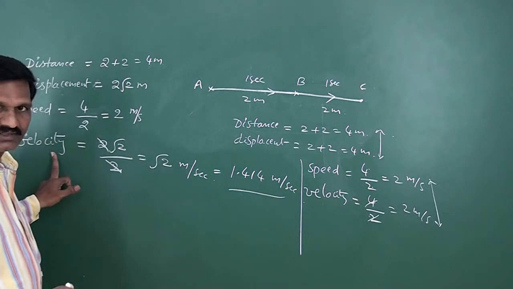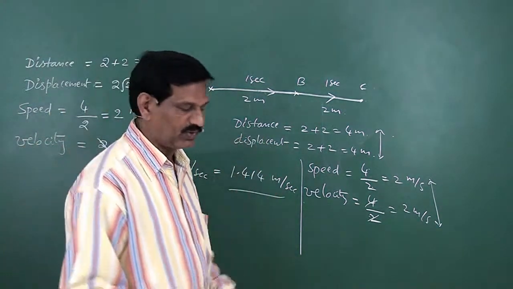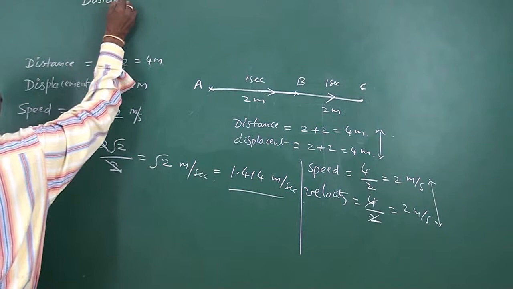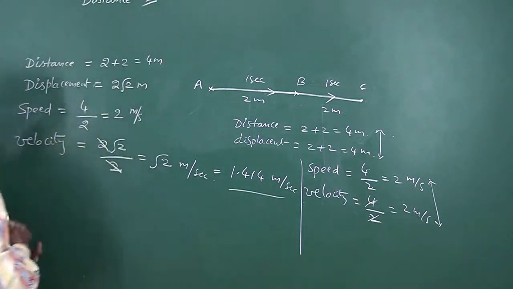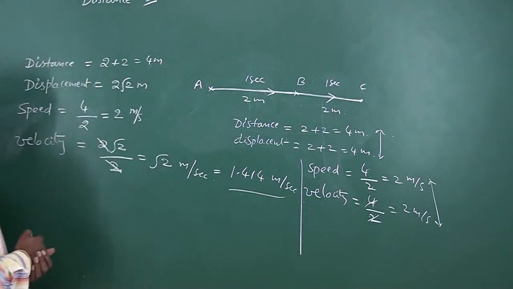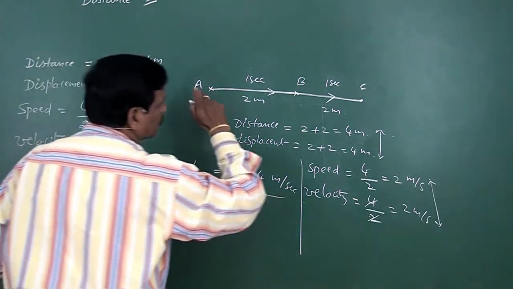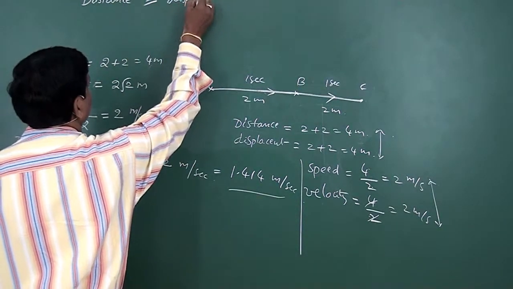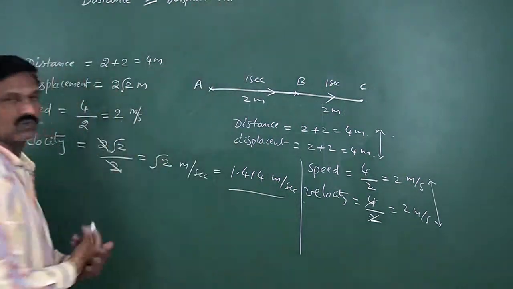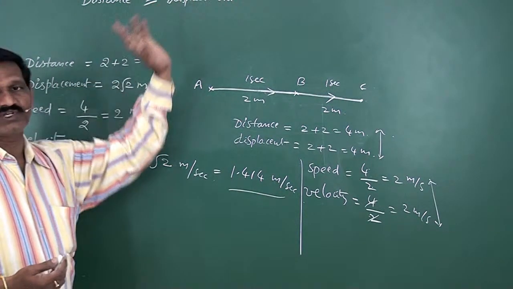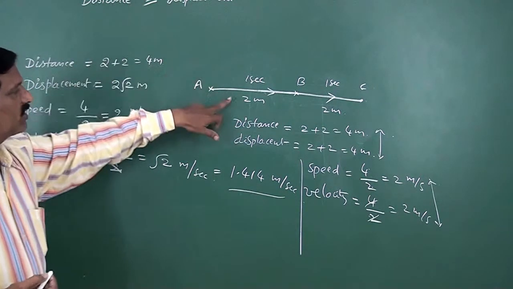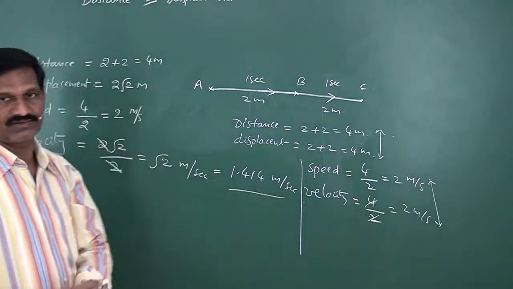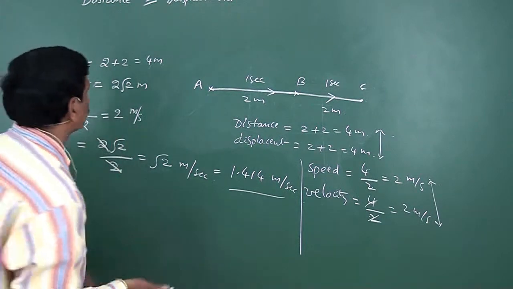So in general, if you generalize the situation, distance is greater or equal. When is it greater, when is it equal? It is equal when the body moves in the same straight line in the same direction. So distance is greater or equal to displacement. Equal when the body moves in the same straight line in the same direction. Greater when the body moves in different directions, that is, different paths.